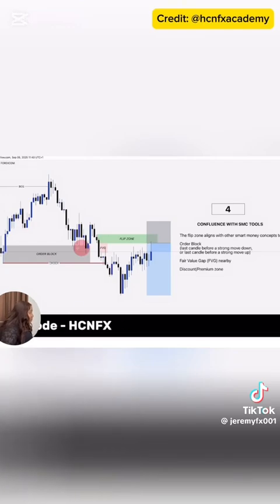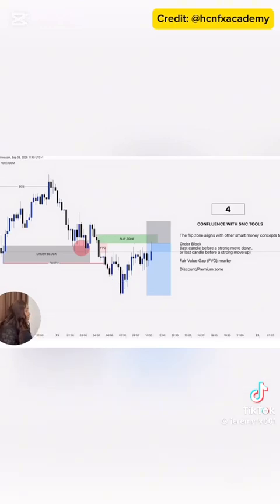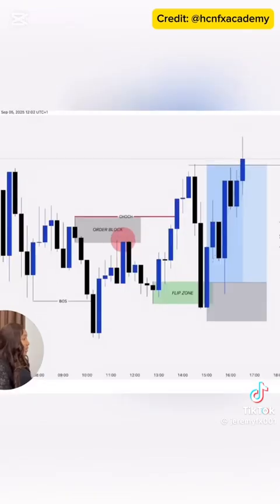Remember, after the reaction, there is a break. Now, when the break happens, look out for the last candlestick before that break, and you do what? You map it out as your flip zone. Now, as you are mapping it out, you also need another confirmation. Fair value gap must be there. So you map out your FVG and then wait for price to tap in. Remember, discount and premium zone. It is important.